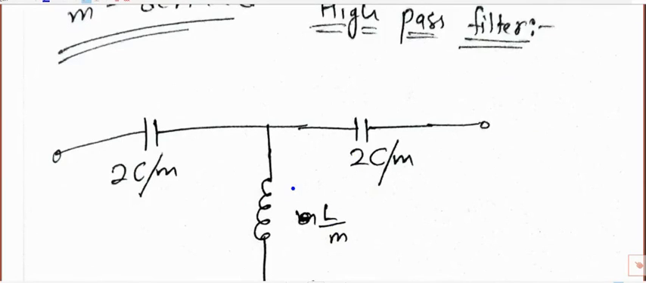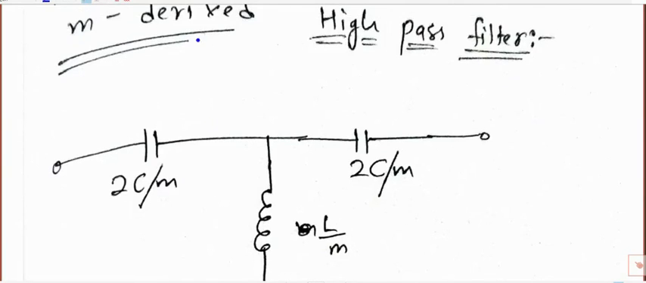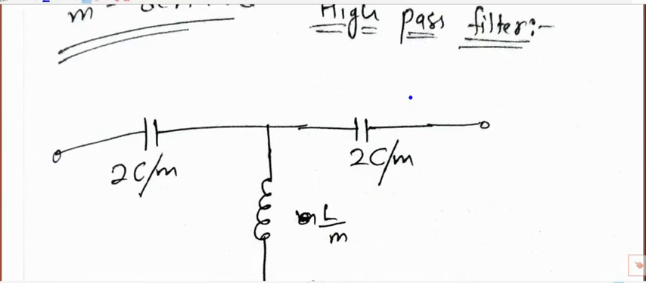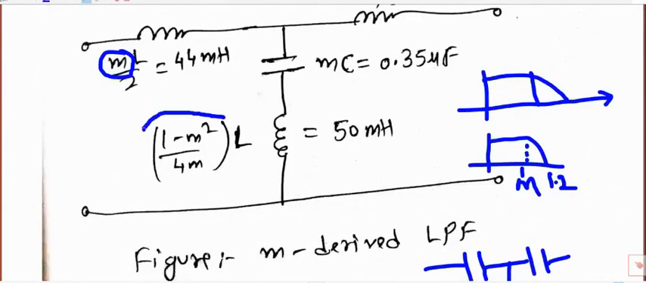And there we have one additional inductor. In M-derived low pass filter, we have an additional inductor. But in M-derived high pass filter, we have an additional capacitor. And its value, in low pass filter, what is the value? (1 minus m square) divided by 4m. In M-derived low pass filter, we are multiplying with m, and in high pass, we are dividing by m. Here it is (1 minus m square) divided by 4m, so in M-derived high pass filter, the factor will be 4m divided by (1 minus m square) into C.